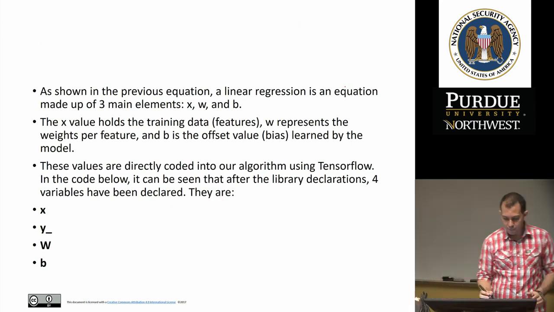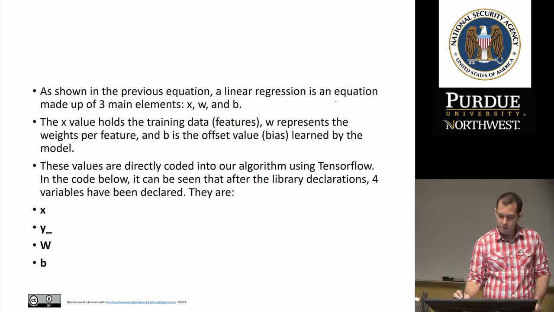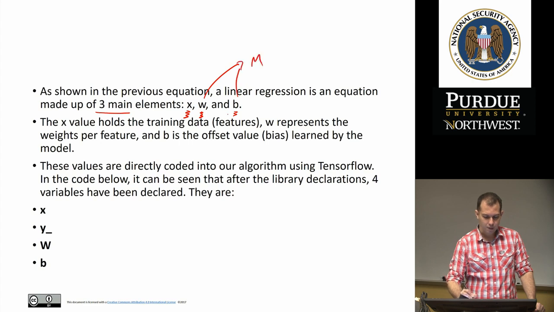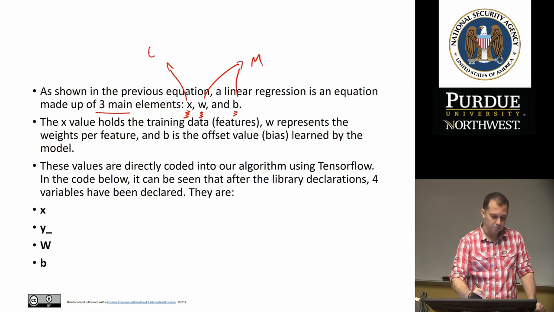So as shown in the previous equation, a linear regression is an equation made up of three main elements: the x, which is the data, the w, which is the weights that we learn, and the bias. These are the parameters in the model, and this is our training data.